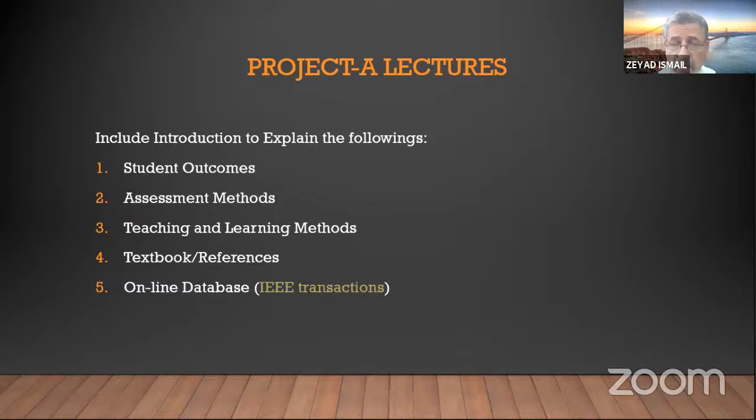Besides that, we also give the student the textbook and references he is going to use. Besides the references, there are also IEEE transactions that we can guide the student to look through. Because what we want from the student in his literature, of course, is that he should look for papers or projects. At least he should include in his references two IEEE papers. And he should include also what people have done before as students, or anything related to his project.